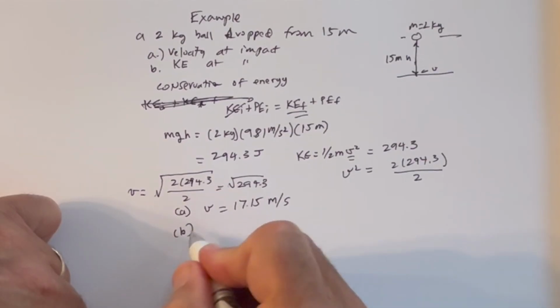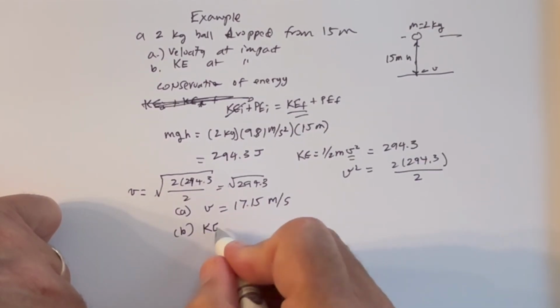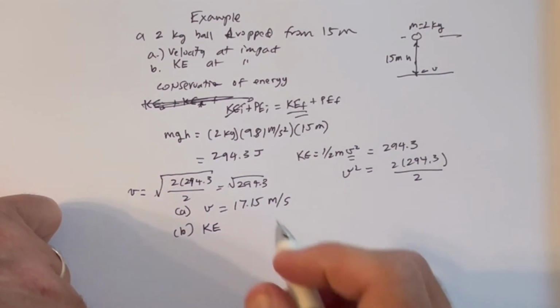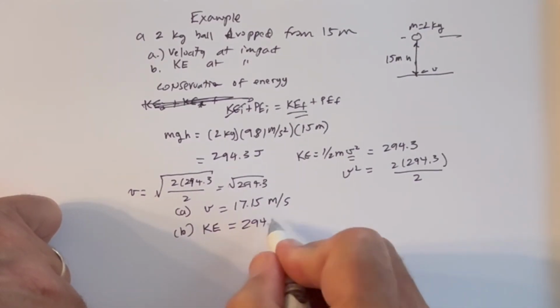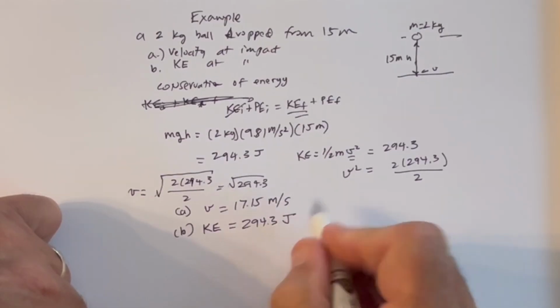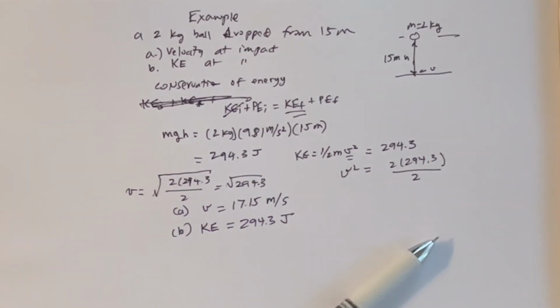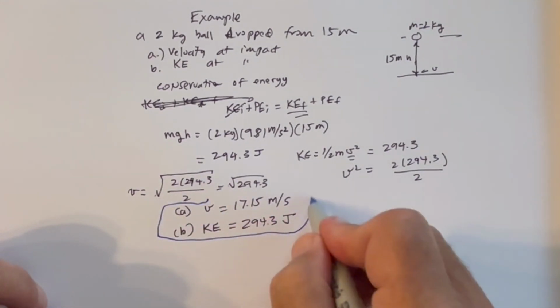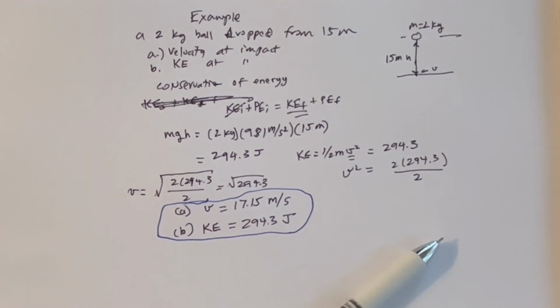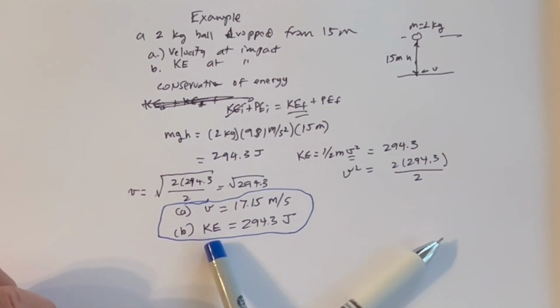Now, part B, we wanted to know the kinetic energy. Well, we know from the conservation of energy, that's just equal to the potential energy. So we know that that's 294.3 joules. So there's our two answers. We know the velocity, just at the impact, is 17.15 meters per second. And then the kinetic energy at point of impact is 294.3 joules.